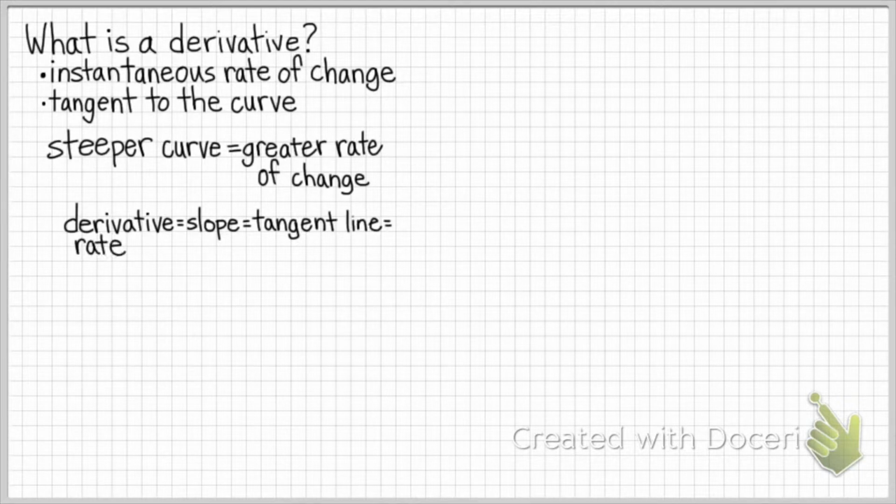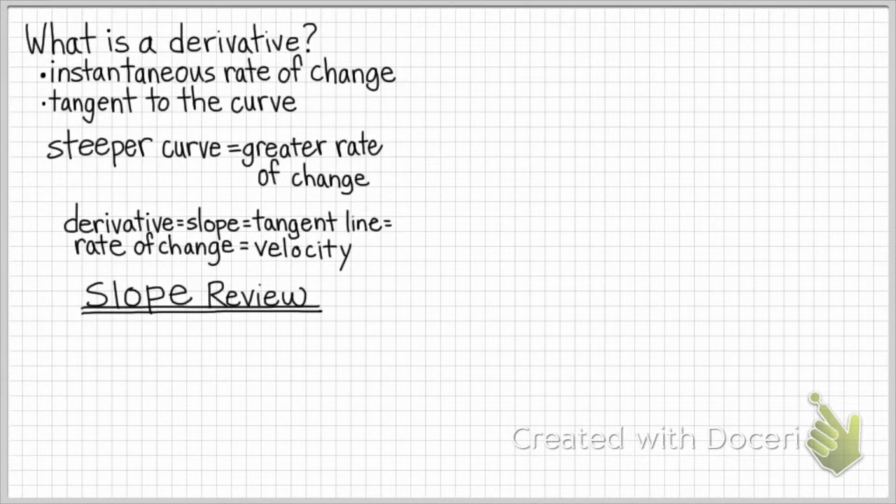When you're encountering word problems, I would highly recommend keeping an eye out for some of these terms. If you see the word derivative or slope or tangent line or rate of change or velocity, all of these words tip me off in a word problem to use the derivative.